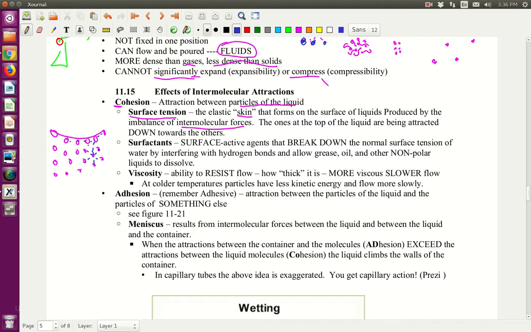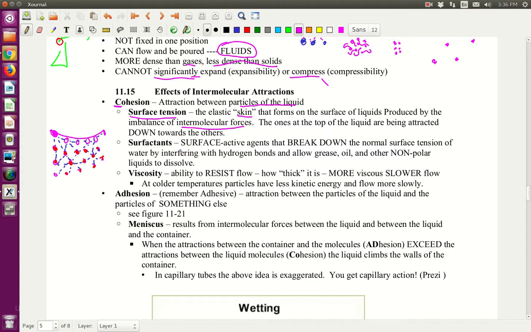But on this top layer, right up here, see how they are attracted across the top and down, but they're not attracted up. The ones in the middle are attracted up. These guys here have attractions to molecules above them. All of these do. But the ones at the very top only are attracted sideways and down. So that causes surface tension.